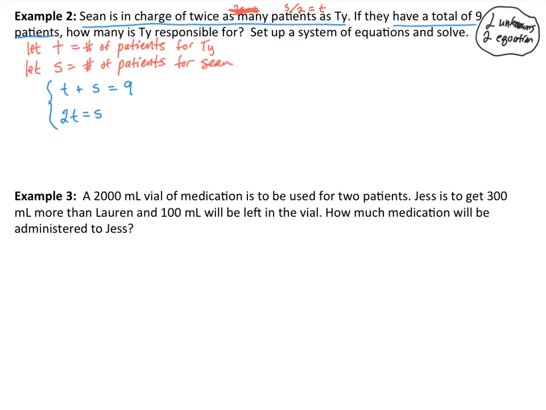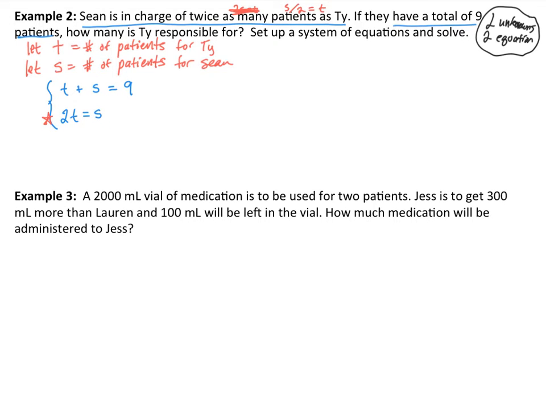So now, if we look at our system of linear equations, T plus S equals 9, and I'm told S is equal to 2T. So what I want to do is use the substitution method. I want to look to see if one of my equations is already solved for one of the variables, and if I look, this one's great. I'm told exactly what S is equal to.